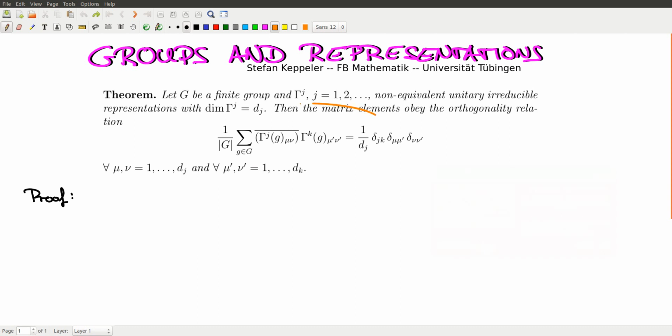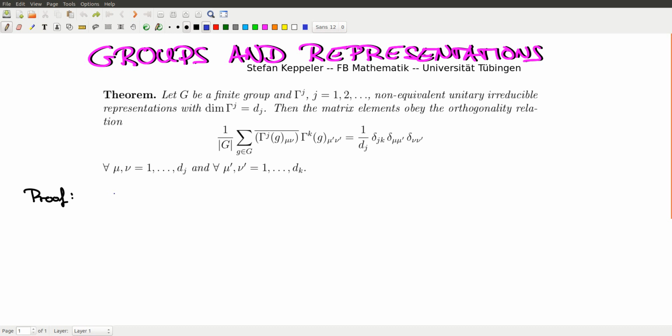We want to prove this orthogonality relation here for matrix elements of unitary irreps. The gamma j's are irreps, and we look at these matrix elements here, and we sum over all group elements, and we get lots of Kronecker deltas. Okay, how do we go about this?